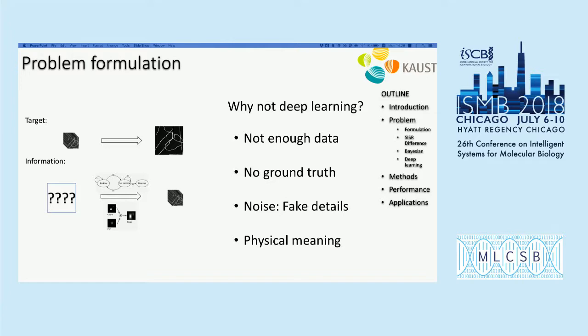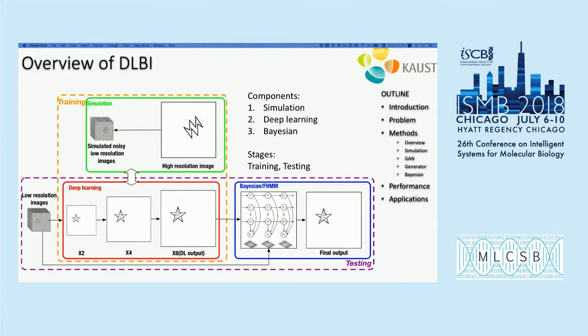method into the field. So to overcome those obstacles, we proposed a new method which combines the advantage of deep learning and Bayesian inference. We call it DLBI. And here is the overview of DLBI. So the big idea is that using the physical process behind this problem, we construct a simulator which can simulate the simulated noisy low-resolution time series image given the high-resolution image.